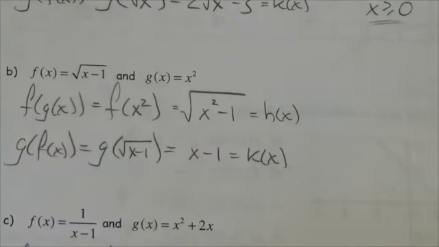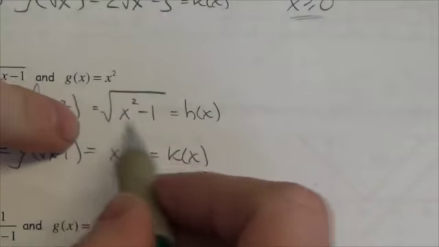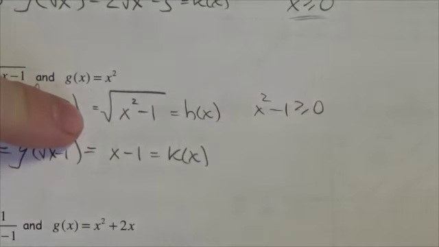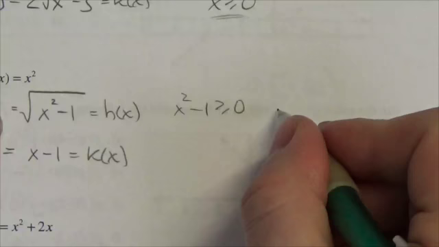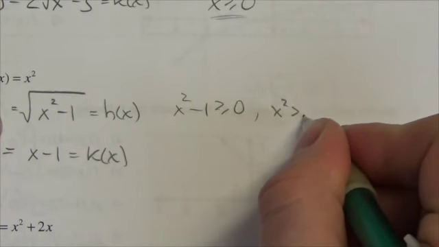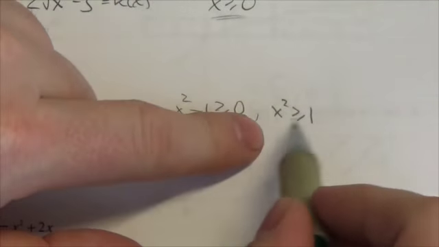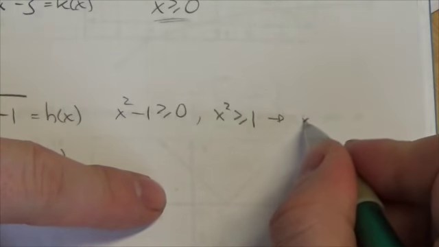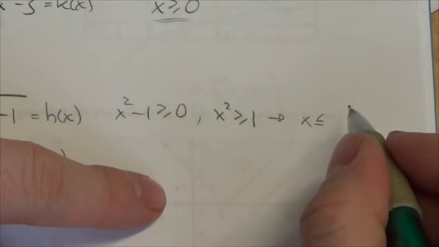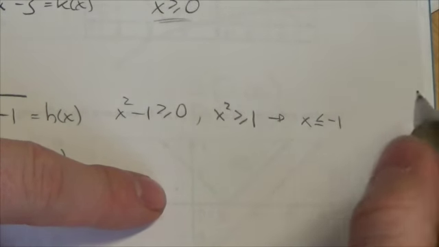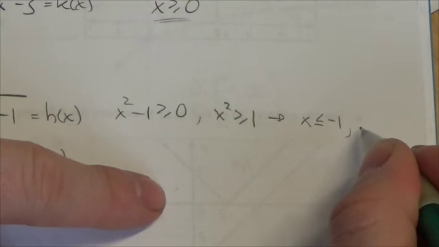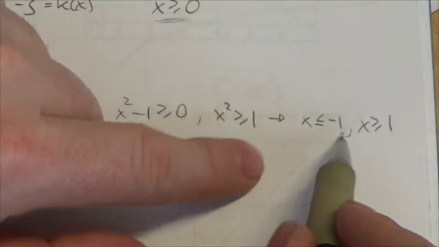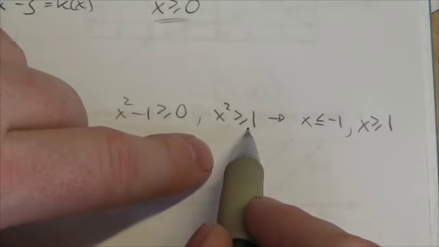All right. Now let's take a quick look at the restrictions. So here, we know that x squared minus 1 has to be greater than or equal to 0. And when we bring that over, we get that x squared must be greater than or equal to 1. Now, this is going to occur in two different directions here. Either x is going to be less than or equal to negative 1, or x is going to be greater than or equal to positive 1. In both of these directions, x squared will be greater than or equal to 1.